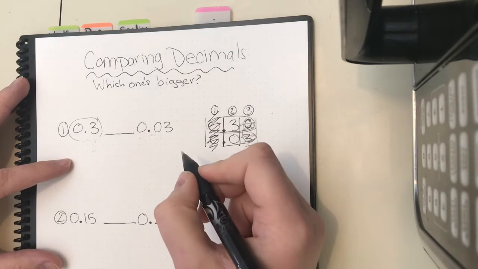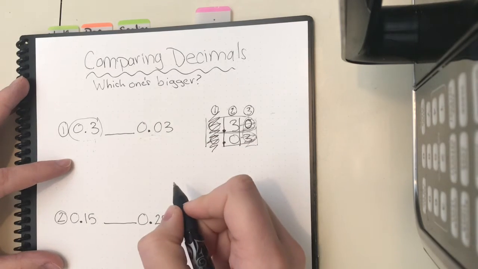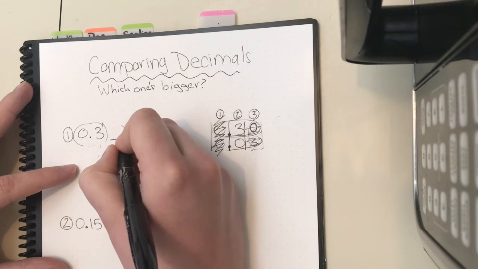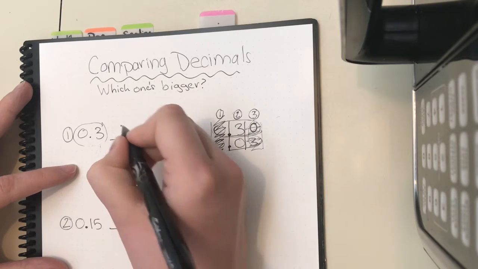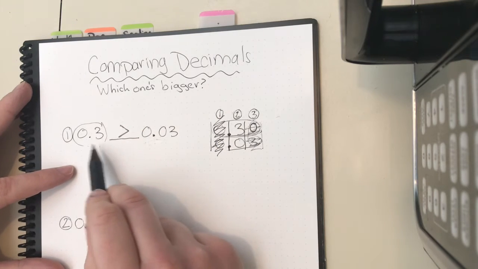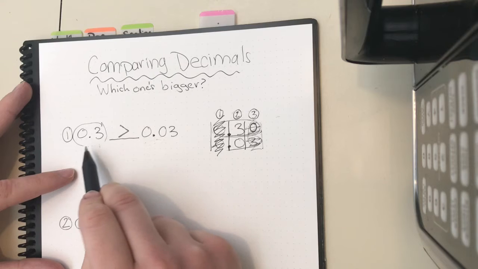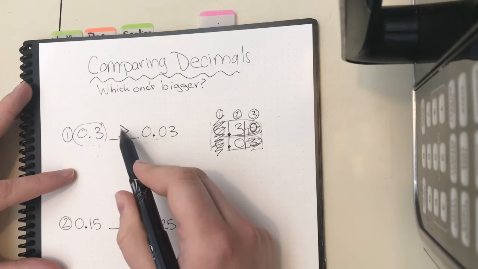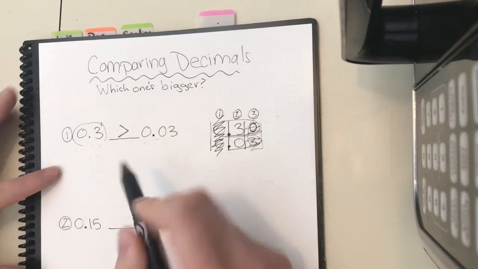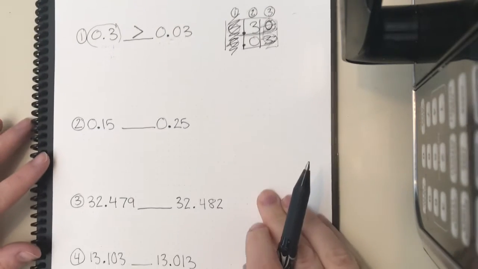And so when I'm making my comparing symbol, I'm going to make my alligator that faces that bigger number, because this is an alligator and it wants to eat the bigger number. It's hungry. It wants the bigger number. It doesn't want the smaller number. So that alligator is going to face the 3/10. Okay, let's do another one.